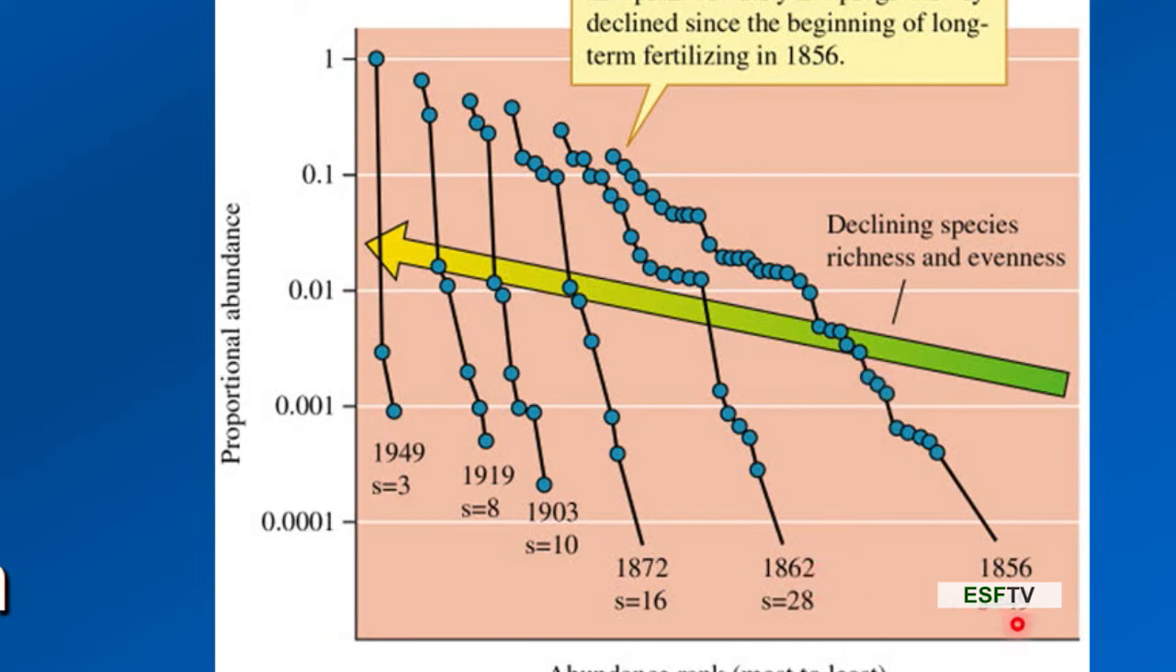1862, we've gone from 49 richness to 28. So we're losing dots. And their abundances are changing also. All right, those that remain are becoming more and more abundant, moving to the left. Here in 1872, only 16 left, then 10, then 8. And by 1949, a little under 100 years of fertilizing, we've gone from 49 species to 3.